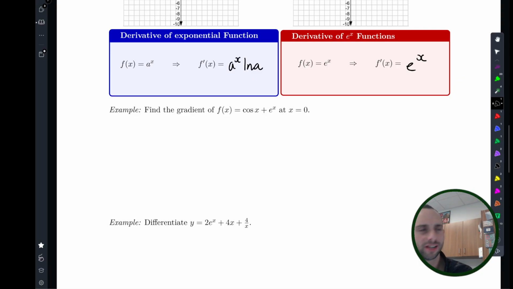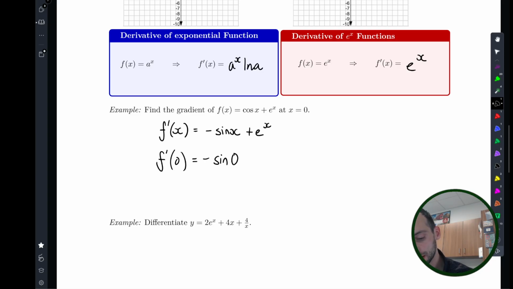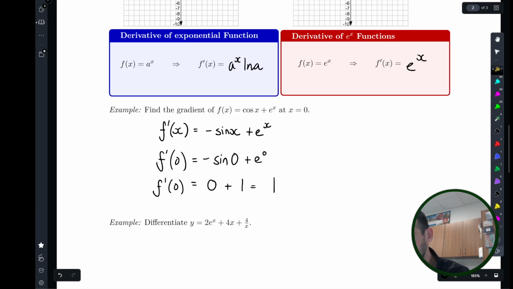So we're asked to find the gradient of this function at x equals 0. We can do that by taking the derivative. We've got a mix of exponentials and trig functions here. So f prime will be negative sine x, that's the derivative of cosine x, and then the derivative of e to the x just stays e to the x. Substituting in here, we get negative sine 0 plus e to the 0. If we know our trigonometry, we know sine 0 is 0, and anything to the power 0 is 1. So the gradient of this function at x equals 0 would be 1. Nice and simple.